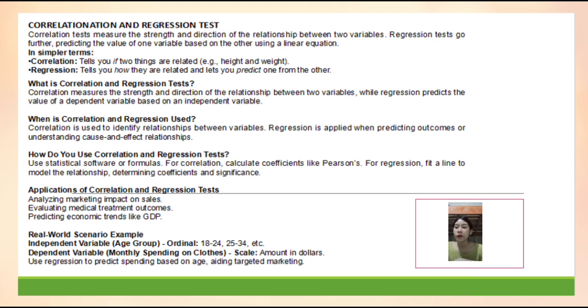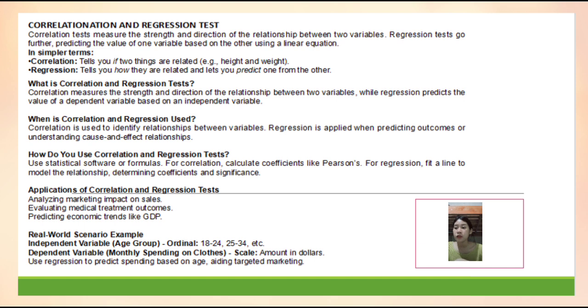So, what is a correlation and regression test? Correlation measures the strength and direction of the relationship between two variables, while regression predicts the value of a dependent variable based on the independent variable. When are correlation and regression used? Correlation is used to identify relationships between variables. Regression is applied when predicting outcomes and understanding cause and effect relationships.